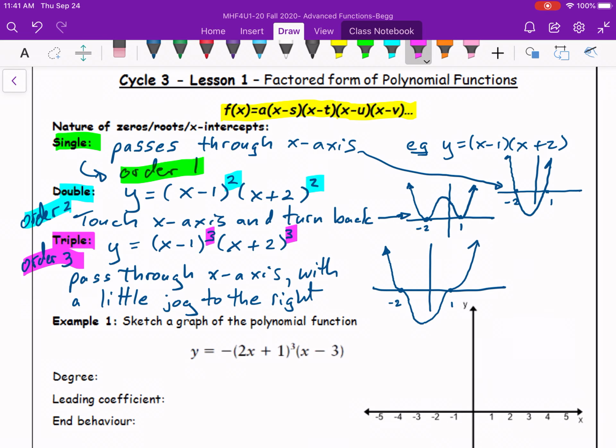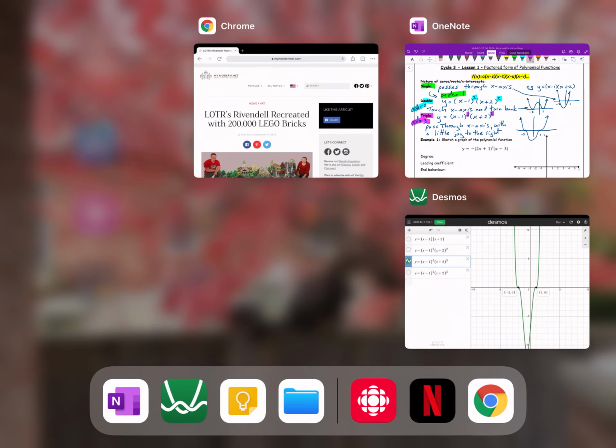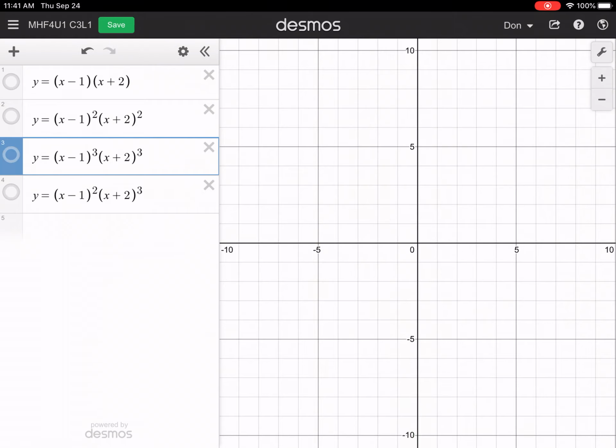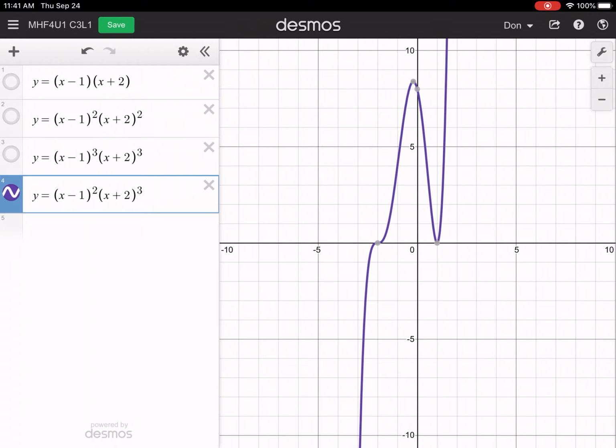And then of course we can have a combination of them, which I didn't draw out, but I did put here in Desmos. So what happens if I have x minus 1 squared and x plus 2 cubed? Well, there's no problem. I can combine them. I can mix and match them. And so now I've got negative 2 and 1 as my x-intercepts still. But at negative 2, where it's an odd root, degree 3, or order 3, it passes right through. Where it's positive 1, where it's an order 2 factor, it touches it and turns back.